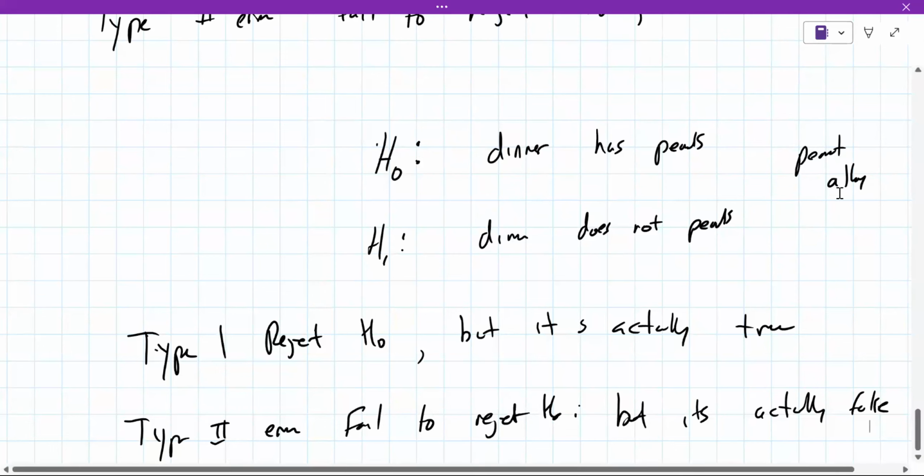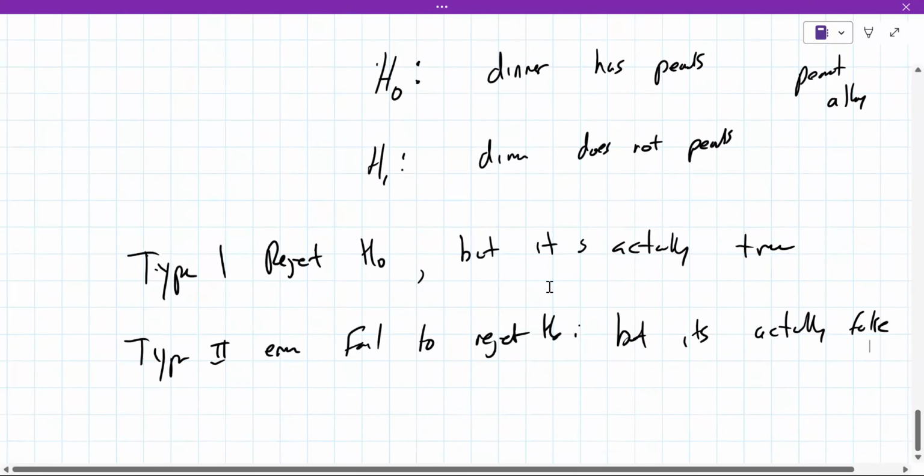And assume you have a peanut allergy, or you say, dinner has peanuts. What are you going to do? Are you going to eat it? No. So it doesn't matter that you fail to reject in this case. So there's always a scenario where it's kind of okay.